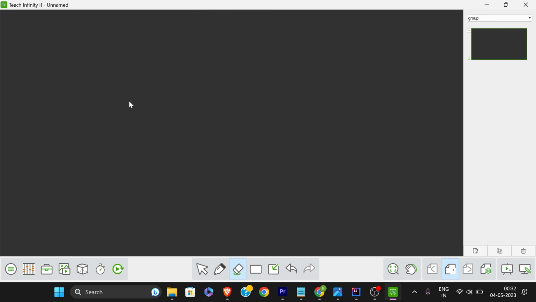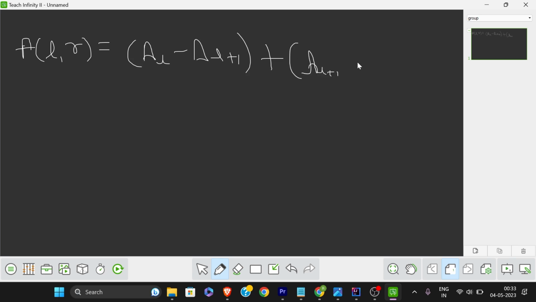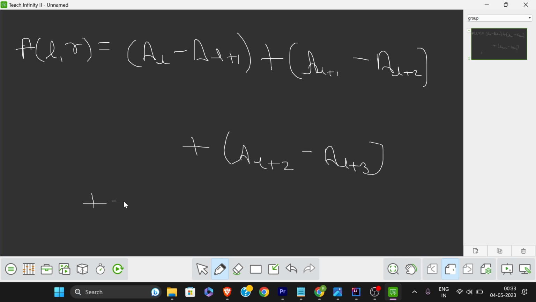Let's make some observations and think about how to solve this problem. So they are asking us, f of L, R is equal to what? It would be a of L minus a of L plus 1, plus a of L plus 1 minus a of L plus 2, plus a of L plus 2 minus a of L plus 3, and so on up to a of R minus 1 minus a of R.